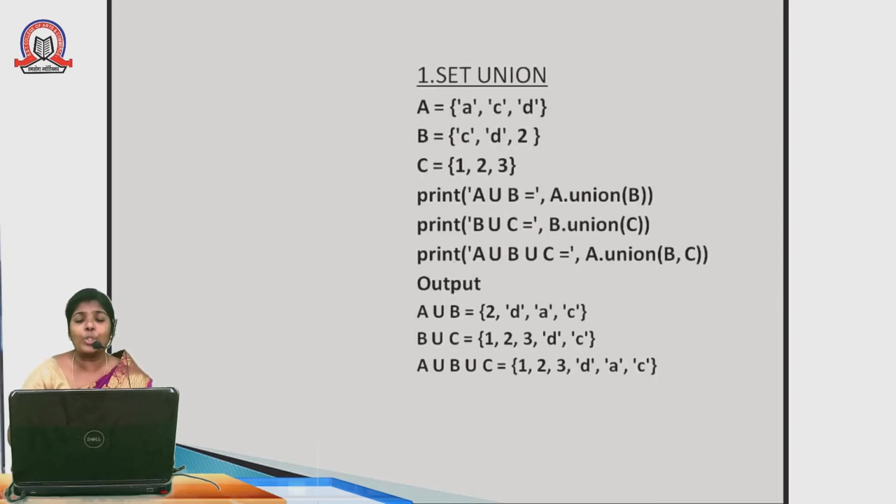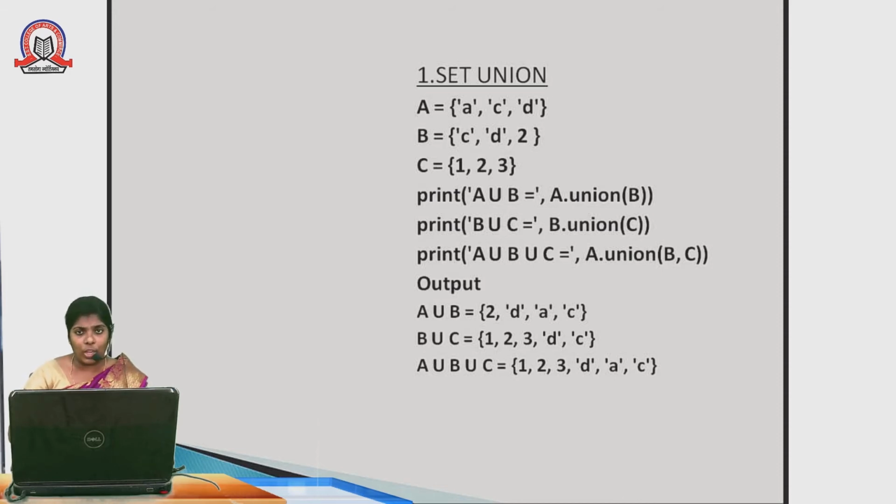Again I want to show you the union concept. See here, three sets are there. A within the curly braces, A, C, D, B equal to C, D, 2, C equal to 1, 2, 3. So we are going to show A union B. That means we are going to join A and B. Here you will not get duplicates. So our output will be 2, D, A and C. Then we are going to combine B and C. So the output will be 1, 2, 3, D and C.